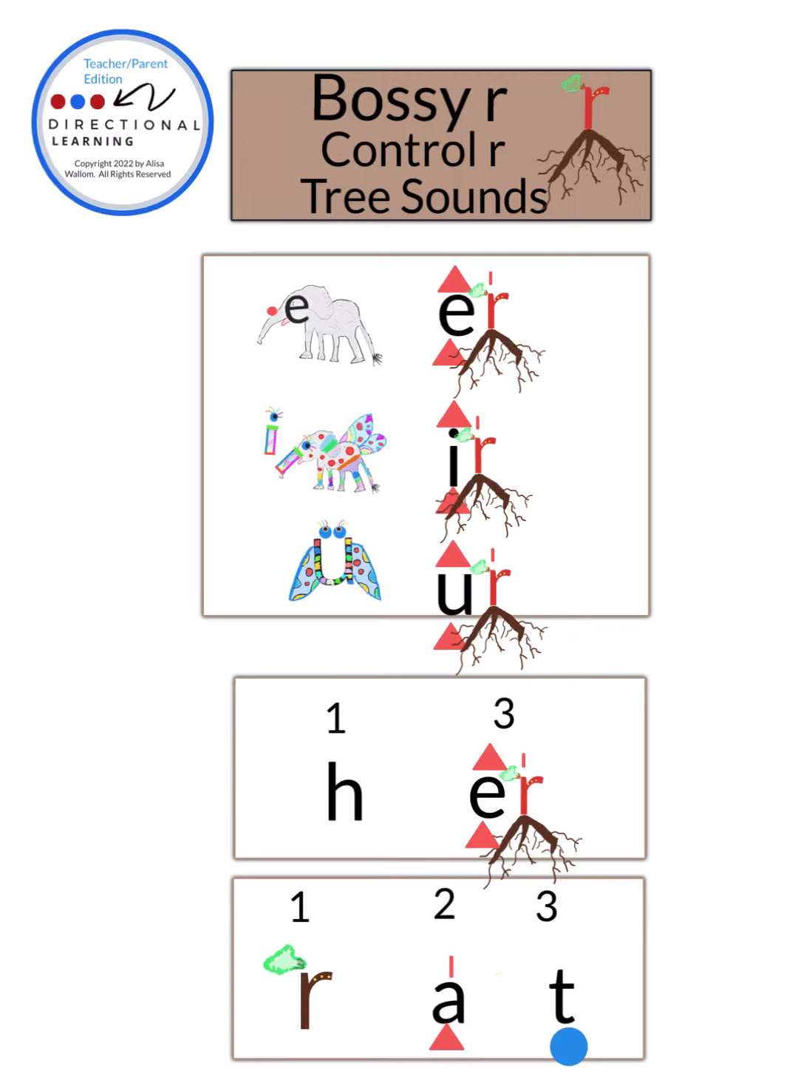We're going to teach two sounds: when it turns into the red reptile tree, and when it's in the beginning of the word. It's just a tree. It doesn't turn into the red reptile tree because there's no vowel before it.